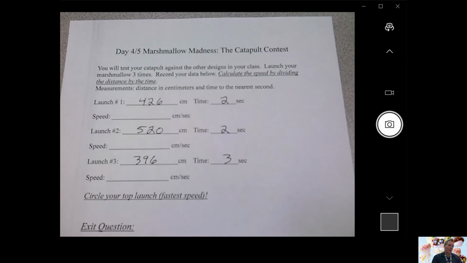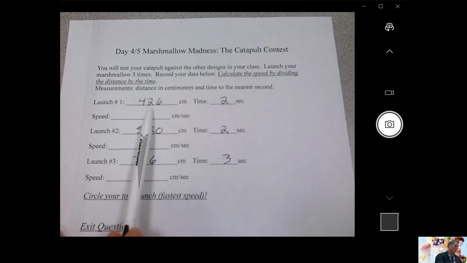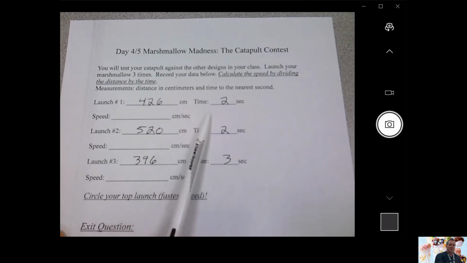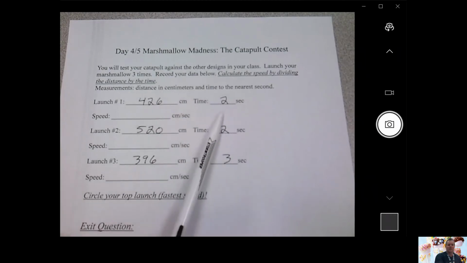So here are my launches, and you notice launch 1, I had a distance of 426 centimeters, and my time was 2 seconds. And I think it was like 2.1, but I went ahead and rounded to the nearest second. Launch 2, 520 centimeters, my time was 2 seconds. That's very interesting. So even just looking at these 2, without even calculating speed, can you identify which one was faster just by knowing these 2 numbers?